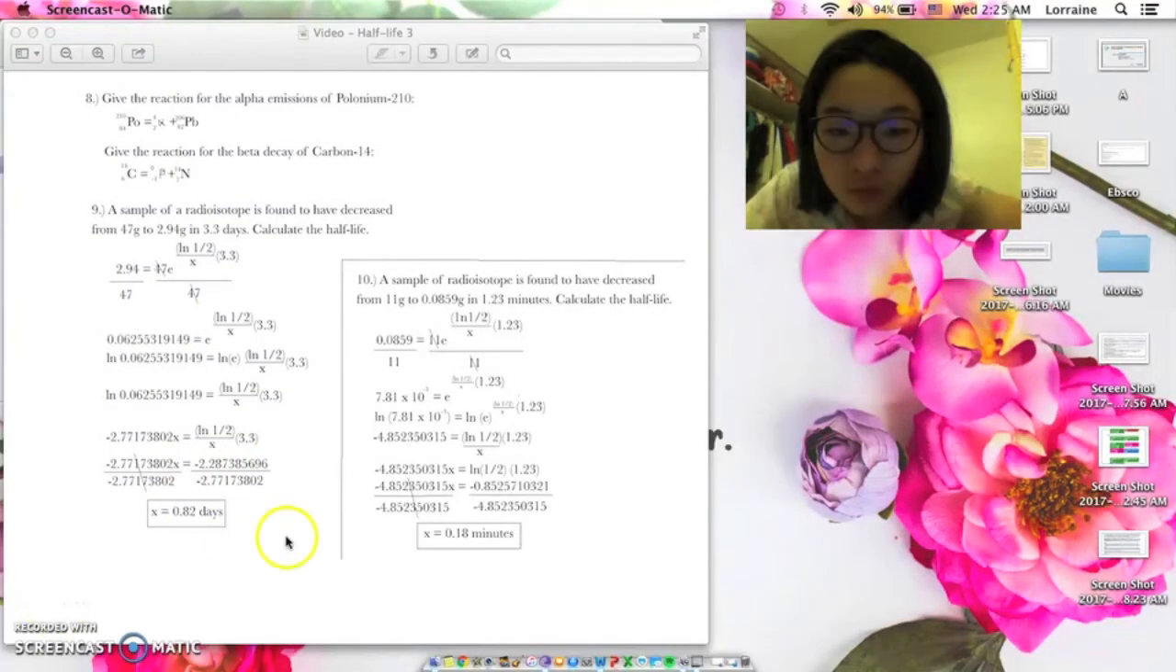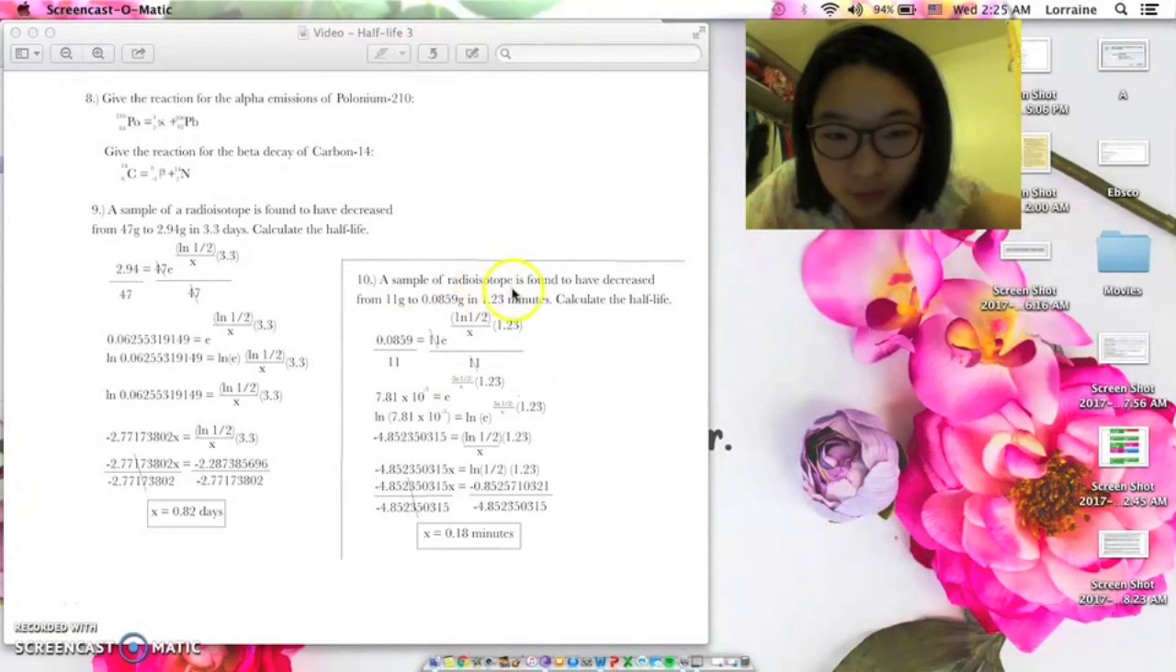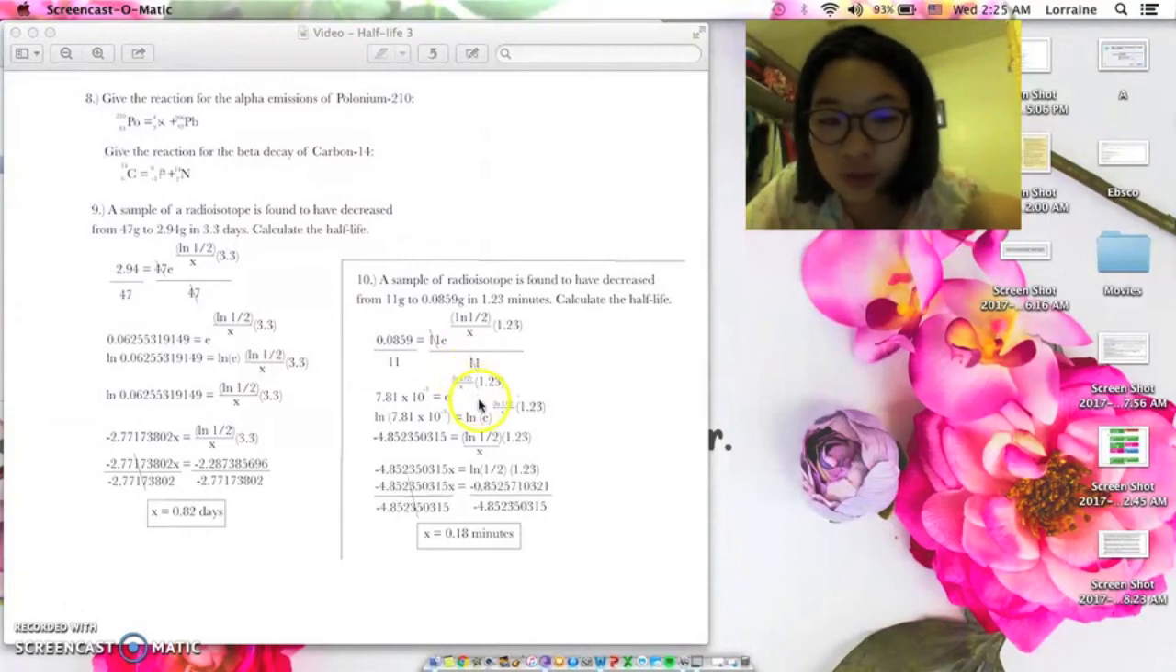So for the last number, we have a sample of radioisotope found to have decreased from 11 grams to 0.0859 grams in 1.23 minutes. In this problem, we have to calculate the half-life, which I represented as x in my solution. To solve for that, I just substituted the numbers again in the equation A equals A sub 0 e exponent kt.